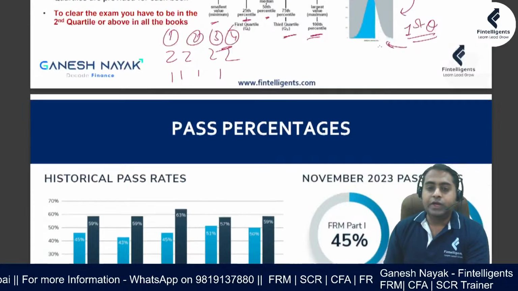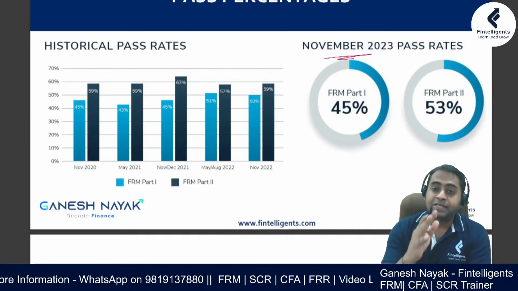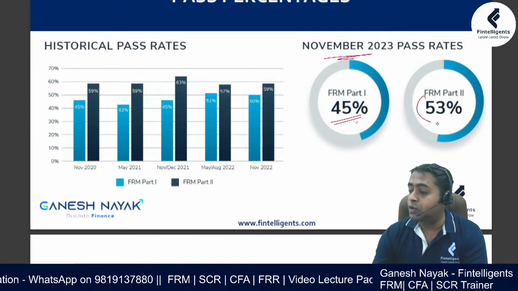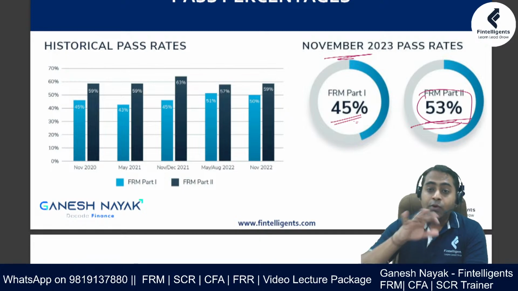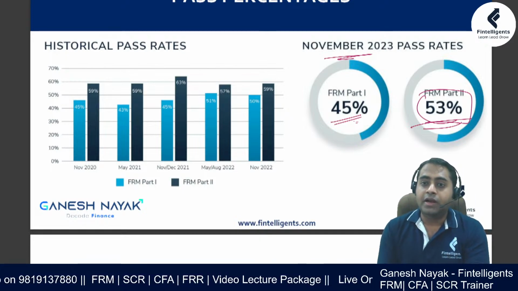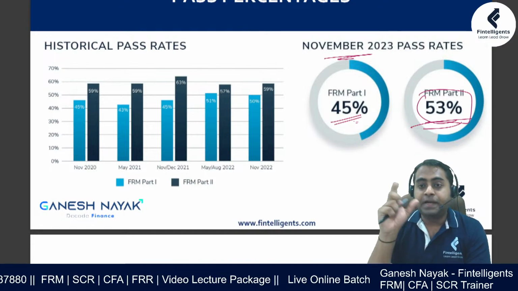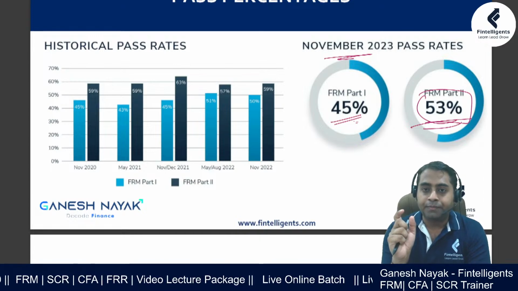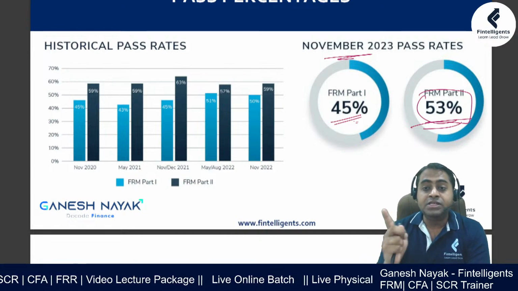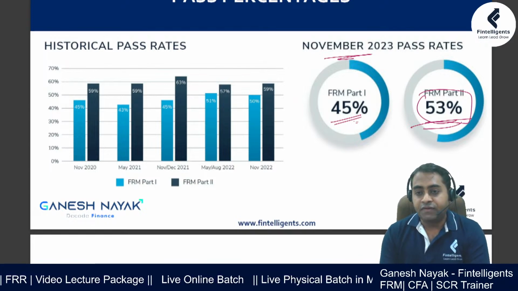Let us look at the historical pass percentage. In the latest November exam that was conducted, the FRM level 1 pass rate was 45% and level 2 was 53%. Looking at these numbers, we can clearly see that if you are able to clear level 1, there is a very high chance that you will clear level 2, because the pass percentage is good and the number of students is also low. Compared to other global exams, this number is really good, because the pass percentage is 45%.